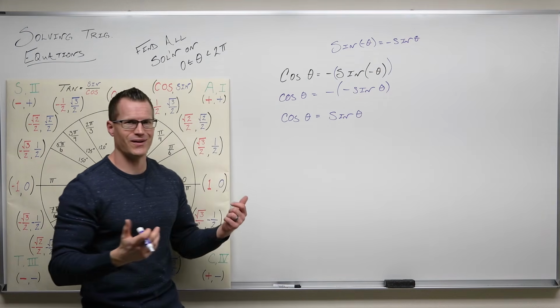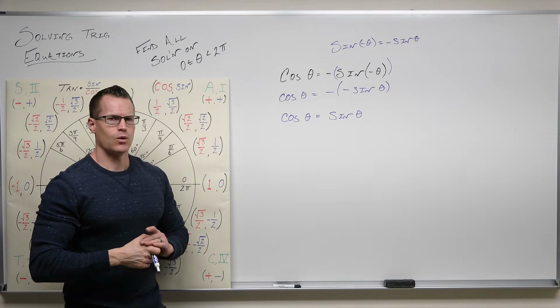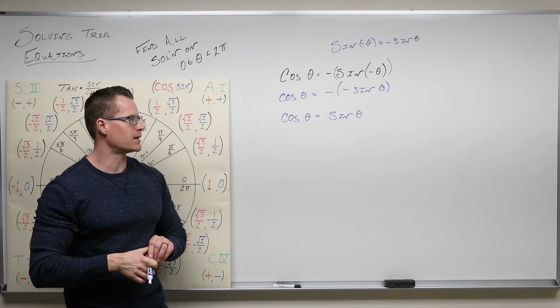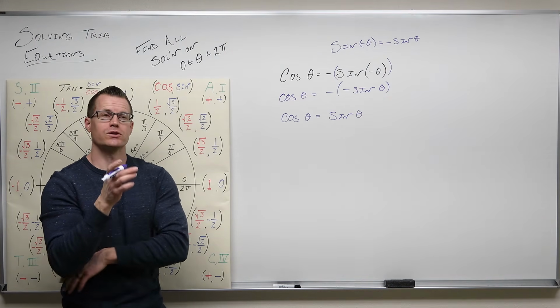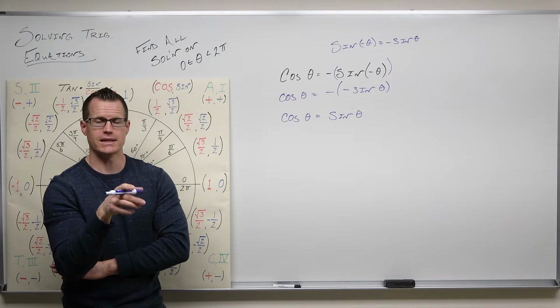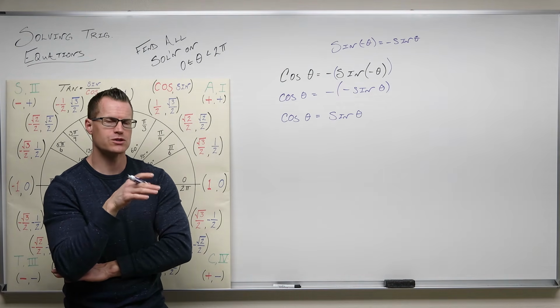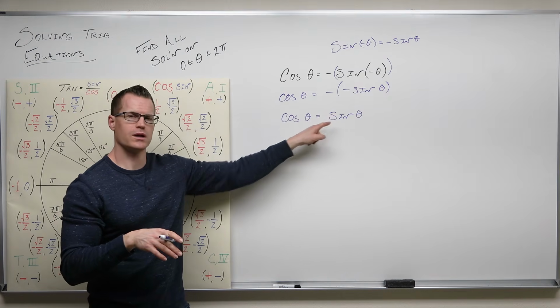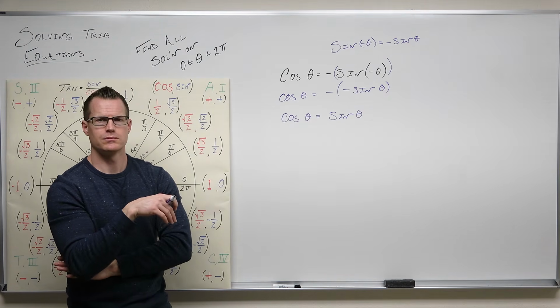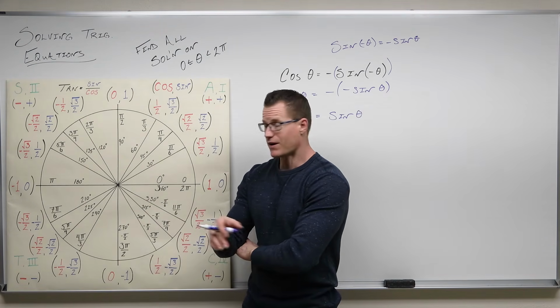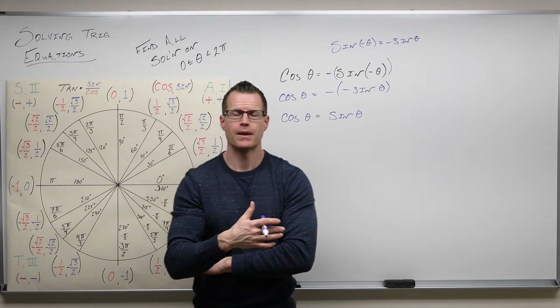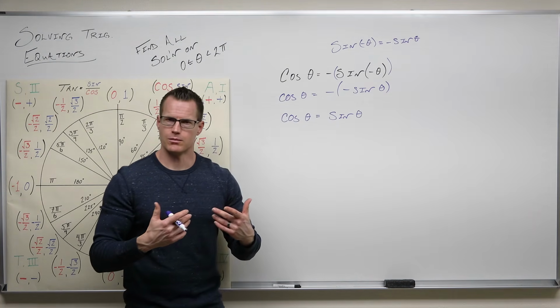And you go, what in the world do we do with that? When does cosine theta equal sine theta? Now, you could actually look at a unit circle and say pi over 4. Where is the y-coordinate equal to the x-coordinate? Pi over 4. 5 pi over 4. You could do that. But there is a different way to go about it.